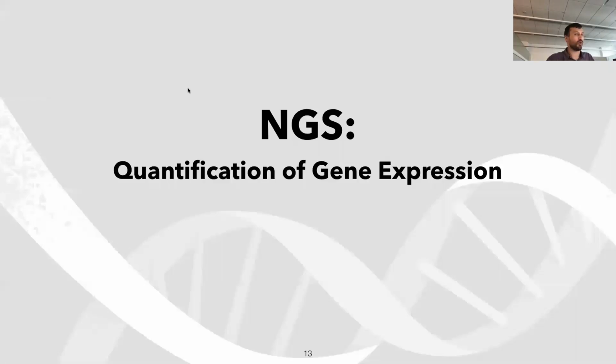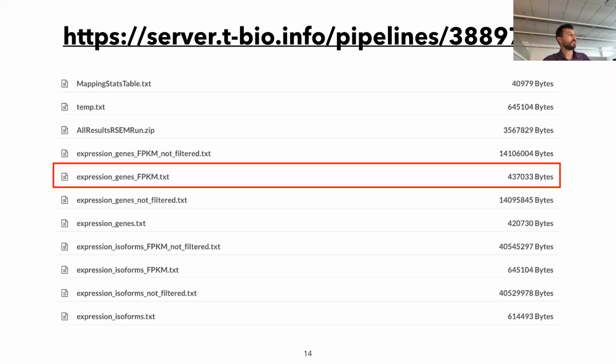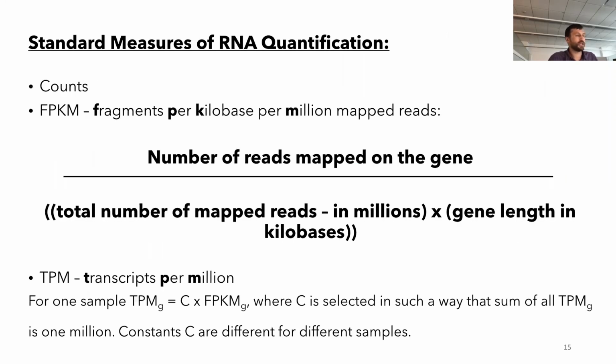Let's talk a little bit more about quantifying. What are we quantifying here? When you finish that pipeline, you will get this kind of an output, FPKM. Now, what is FPKM? FPKM is fragments per kilobase per million of mapped reads, which means that we take the number of all the reads that are mapped to a specific gene, and we divide them by the total number of mapped reads in millions, multiplied by gene length in kilobases.